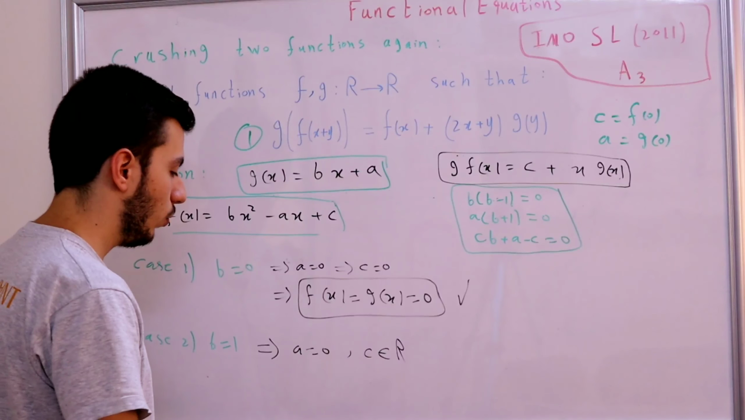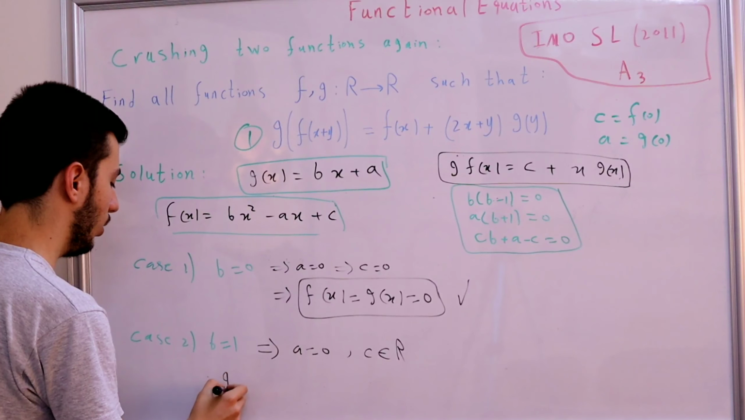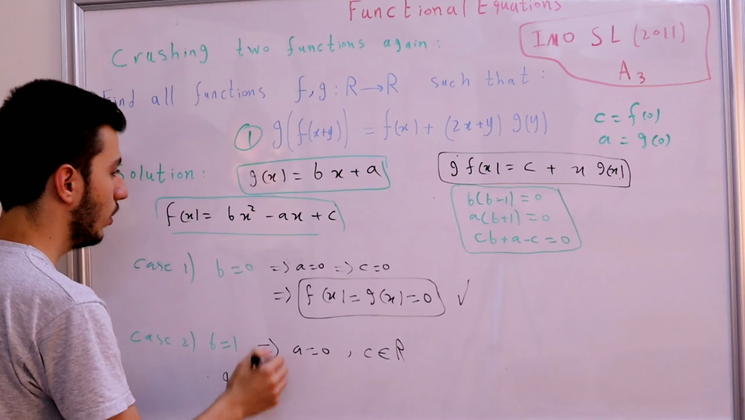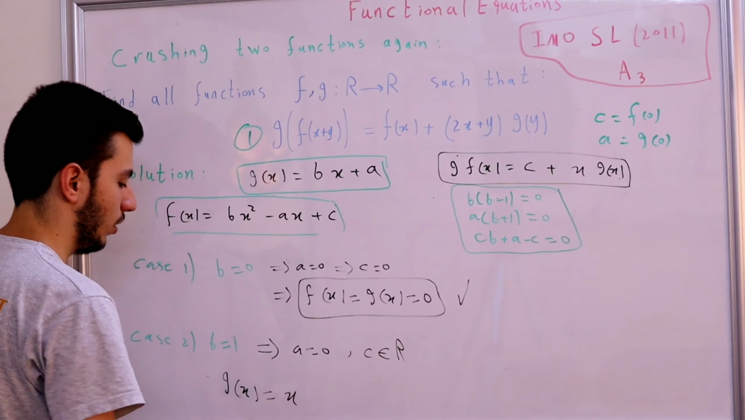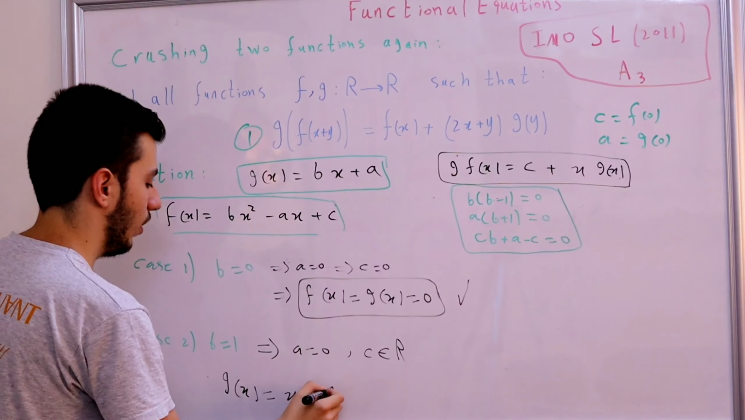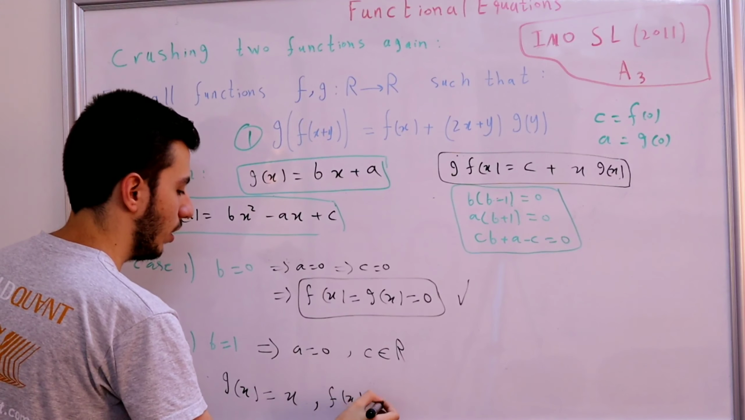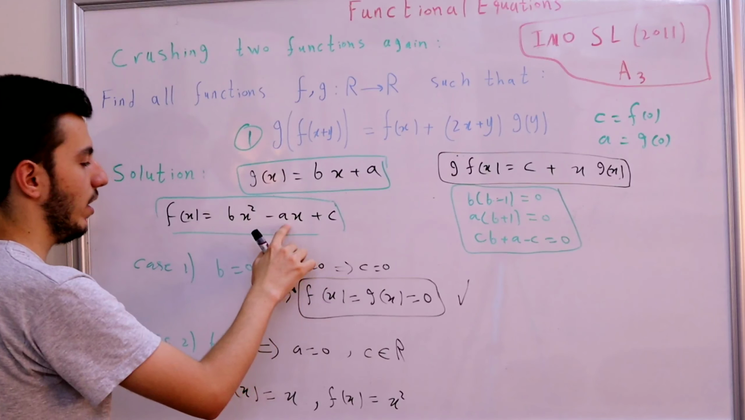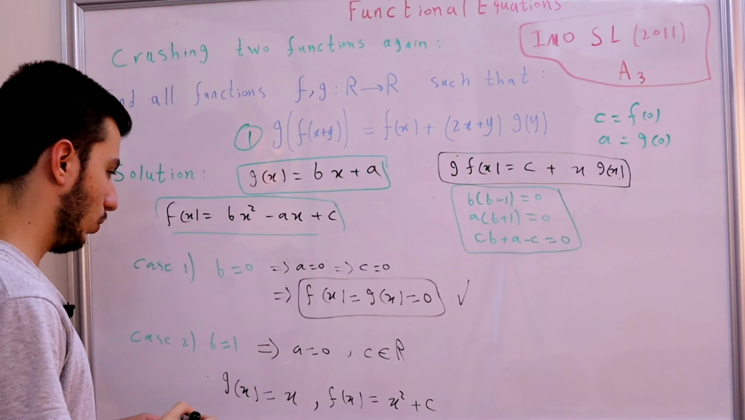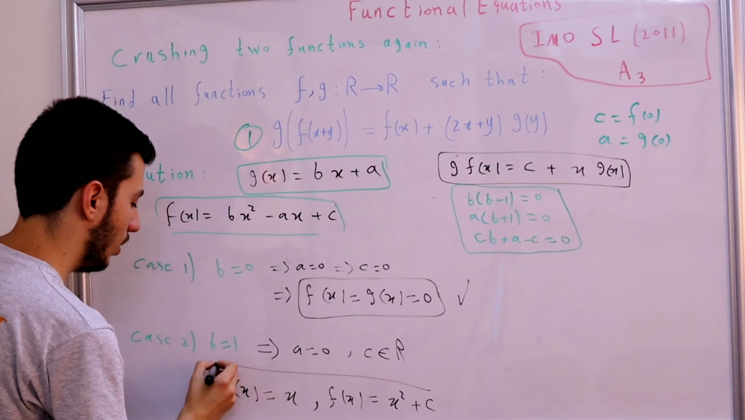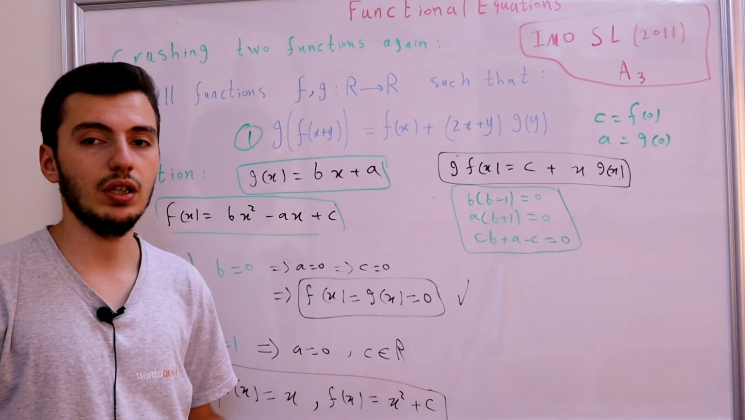So now, actually, let's evaluate the functions f and g. So now we know that g of x is equal to b times x plus a, which means that it is x actually. Okay, what about f? f of x is equal to, b is now 1, so it is x squared, and a is 0, so this is 0, so it is x squared plus c. So now simply I have these two functions. g of x is equal to x, and f of x is equal to x squared plus c.